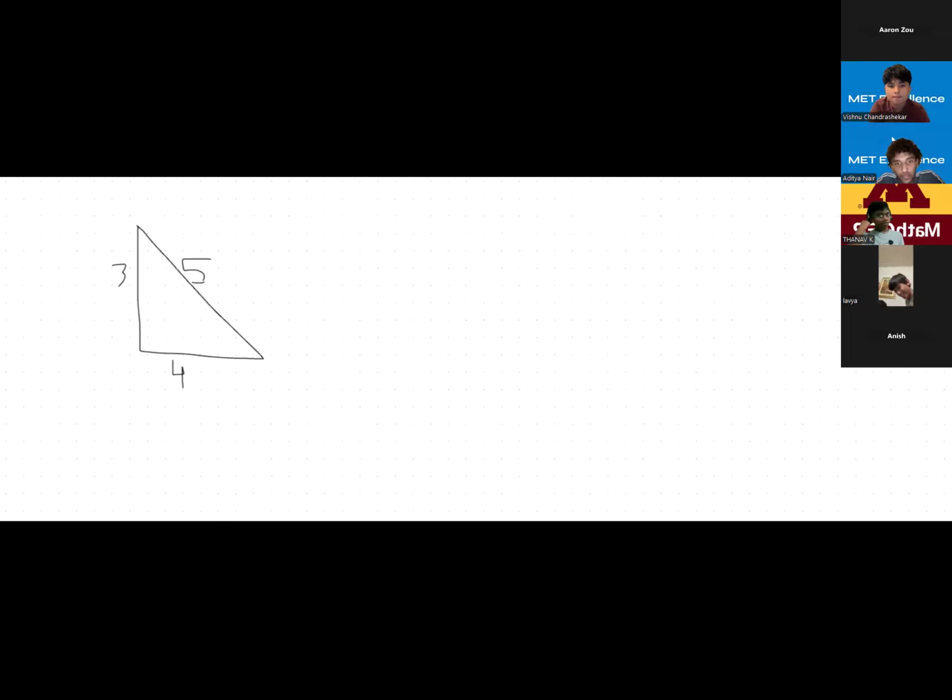I see someone put 7, 24, and 25 is also one. That I believe is also one. Let me just put it up here. 7, 24, 25. So basically a Pythagorean triplet is just where you have 3 whole numbers, whole integers.